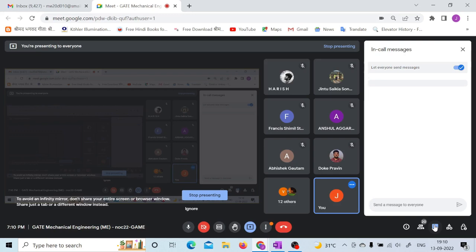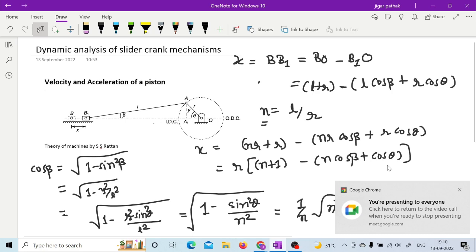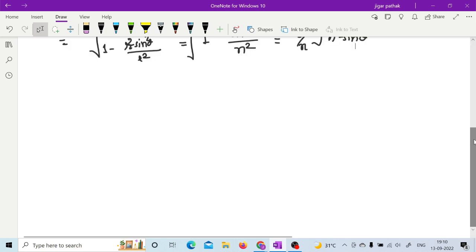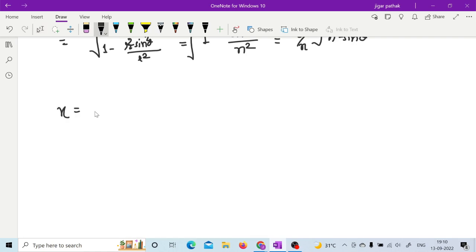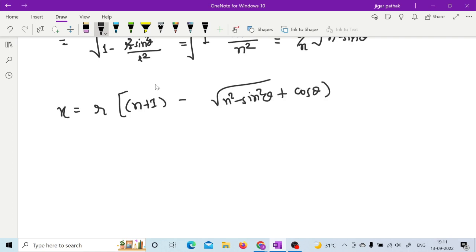Okay. So here cos beta is equal to 1 upon n under root of n square minus sine square theta. So what you can do is put that value of cos beta in the above expression of x. So x is equal to r into n plus 1, minus n square minus sine square theta, sorry, under root, plus cos theta. That n will be cancelled. So this is how you will find your equation of displacement.